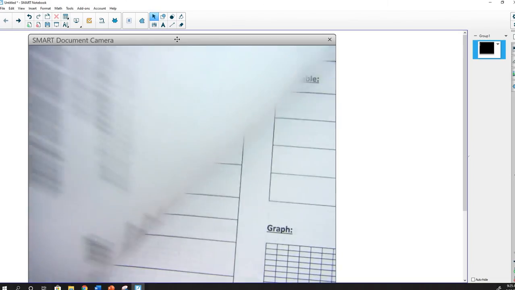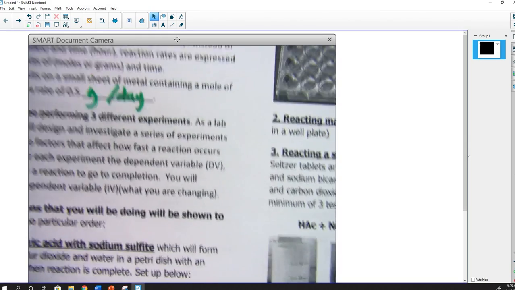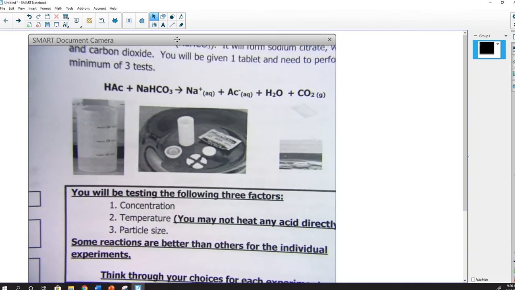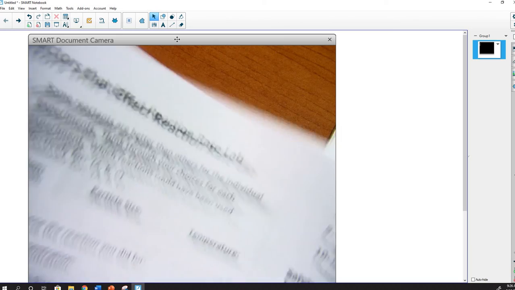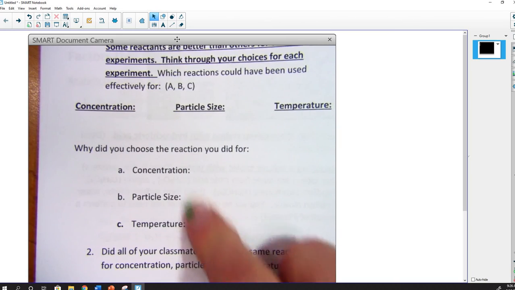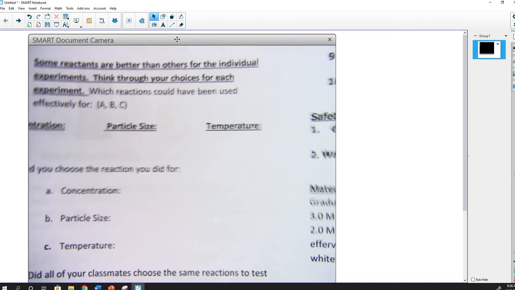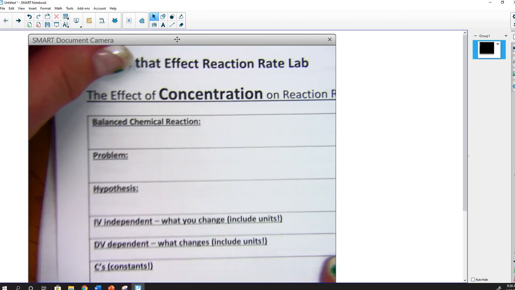You're going to have to write up some procedures. So I've done it with you, and I've sort of given you a little picture on the front here to help you remember what we're doing. Okay, you are going to decide what you're going to change. And then you are going to write it up.